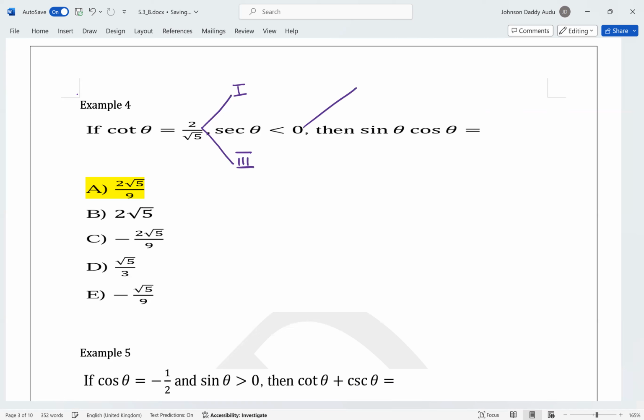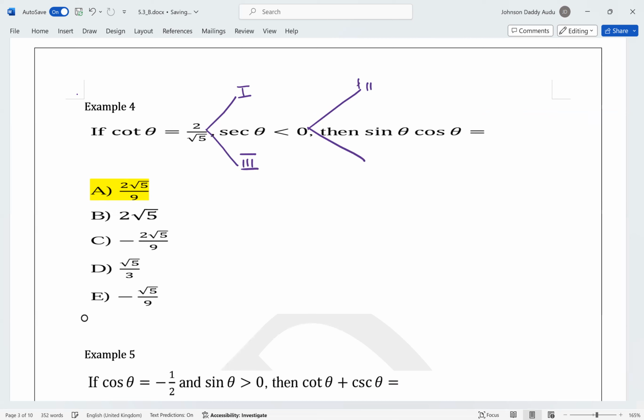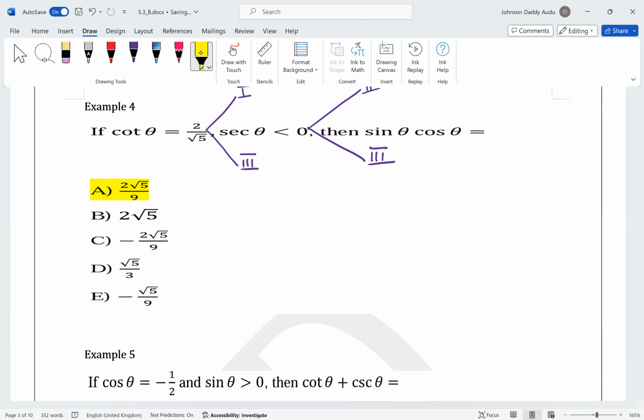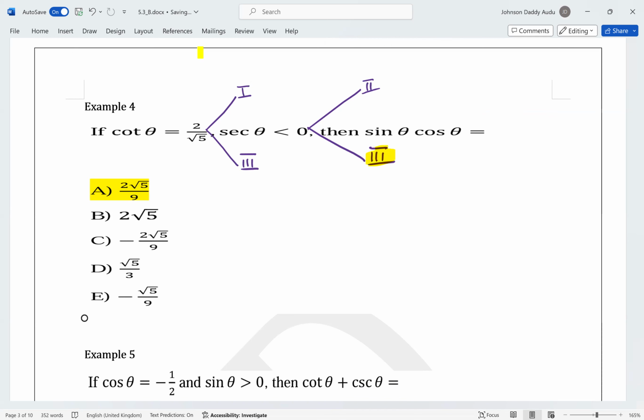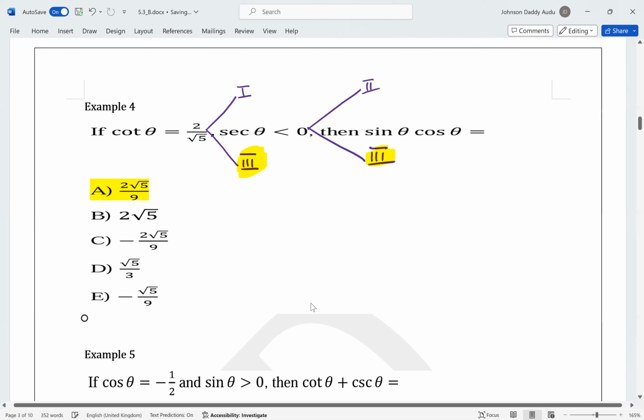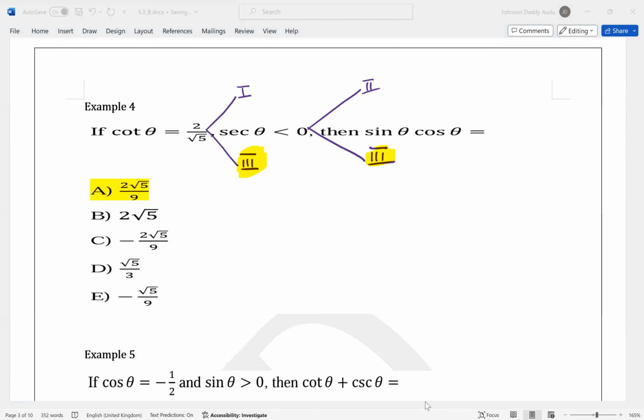And sec theta is less than 0. What do I mean by sec less than 0? Wherever sec is less than 0, cosine is less than 0. So cosine is less than 0 in which quadrant? Less than 0 means negative. Cosine is less than 0 in the second and in the third quadrant. So here we will choose the quadrant that is common, which is quadrant number 3, right? Quadrant number 3.